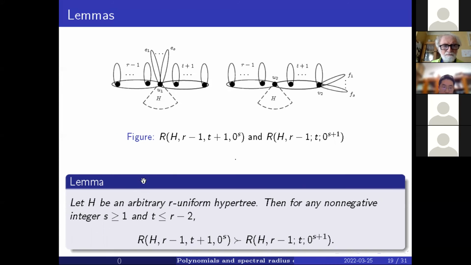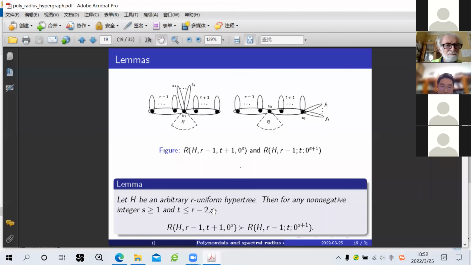The second lemma: let H be an arbitrary r-uniform hypertree. Then for any non-negative integers s and t, the hypertree on the left is greater than the hypertree on the right.